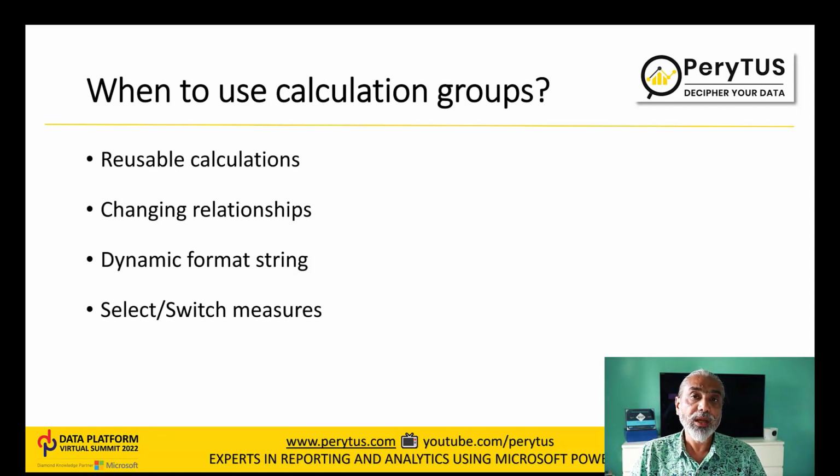So when we want to change the relationship, again, it's a reusable thing. Let's say instead of order date, which has an active relationship, we want to use the ship date. Instead of creating a separate measure for that using the USERELATIONSHIP function, we can create a calculation group which can switch from one relationship to another. It doesn't matter whether we are using a sum of sales or the quantity, we can still use a calculation group to make an inactive relationship active. That's a great use case where you will use calculation groups.